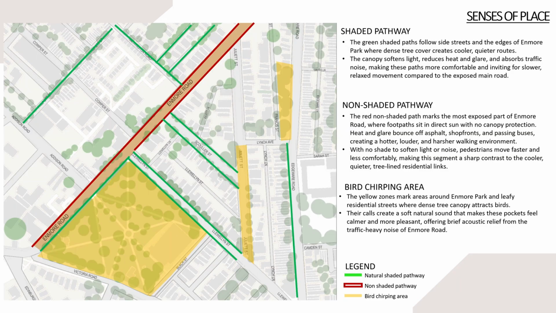Slide 9, Senses of place. The shaded pathways around Enmore Park and residential streets offer cooler, quieter walking experiences. The main exposed section of Enmore Road, marked in red, receives harsh sun, reflected heat, and noise. Bird chirping areas around the park demonstrate how canopy density shapes sensory character. This mapping reveals how vegetation, or the absence of it, affects comfort, movement, and atmosphere.